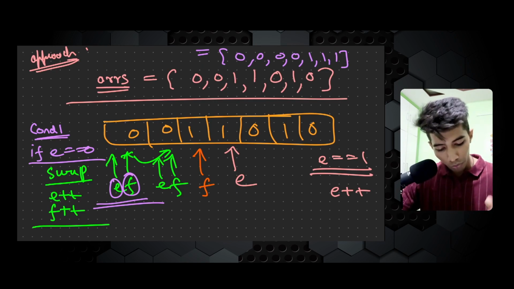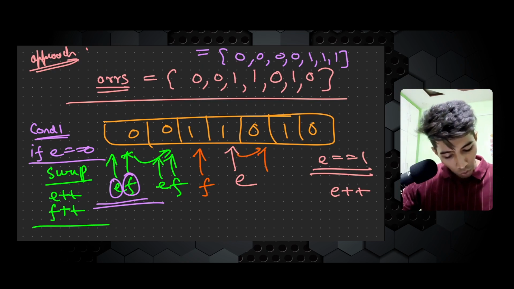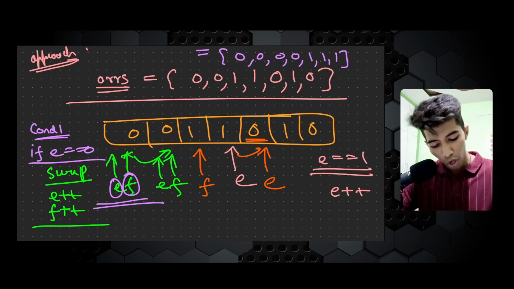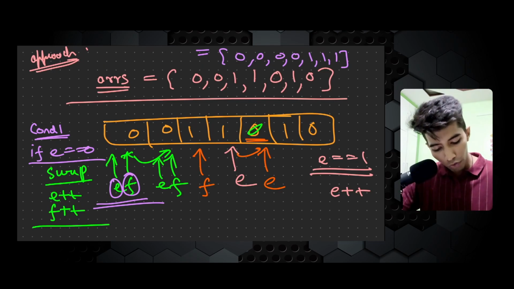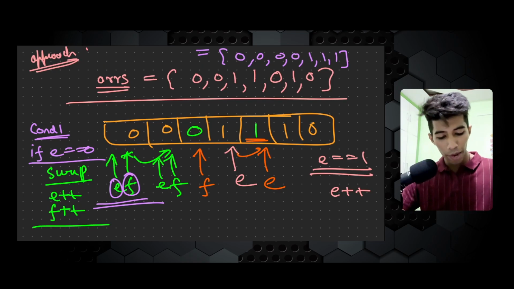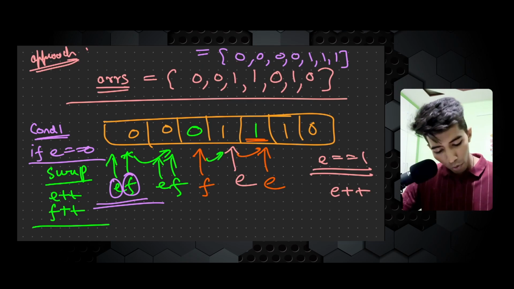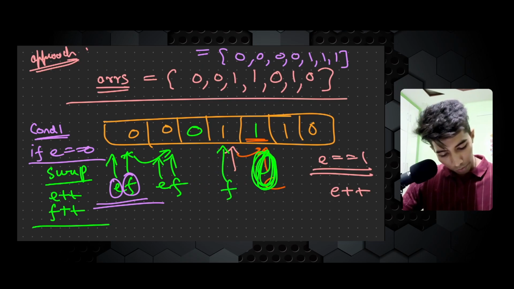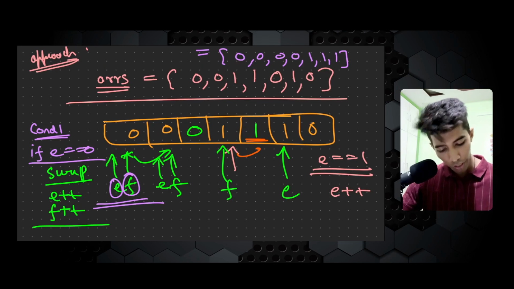Now again, what will we do? Again it is equal to 1. My E will move over here. Now when my E is over here, what will I do? I will do the swapping, because my E is on the 0. So my E and F will be swapped. So this will become 1 and this will become 0. This will be swapped, right? And then my F will move over here. Now my new F location will be here, and then my new E location will be here.